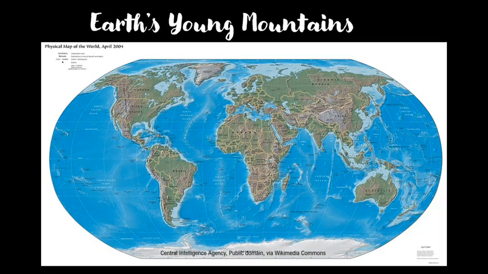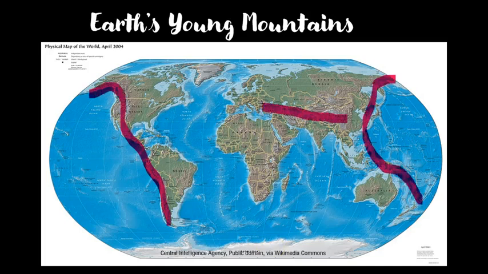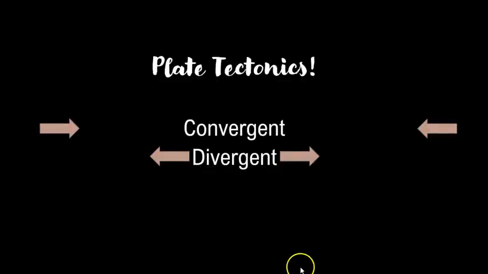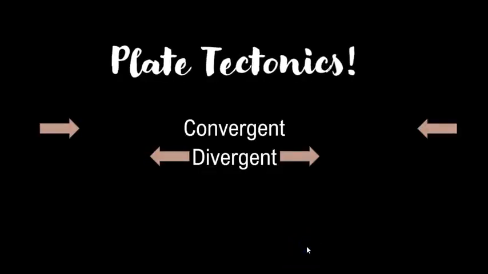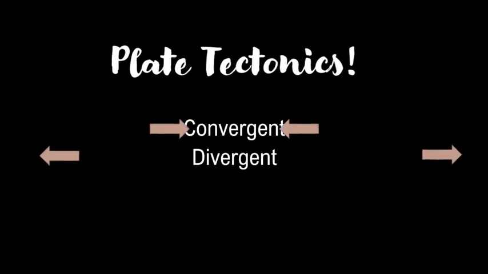Earth's geologically young, growing mountains are found in patterns on Earth's continents. Patterns in nature happen for a reason. In the case of mountains, you already know the cause. Plate tectonics. More specifically, mountains are built along convergent or divergent plate boundaries.